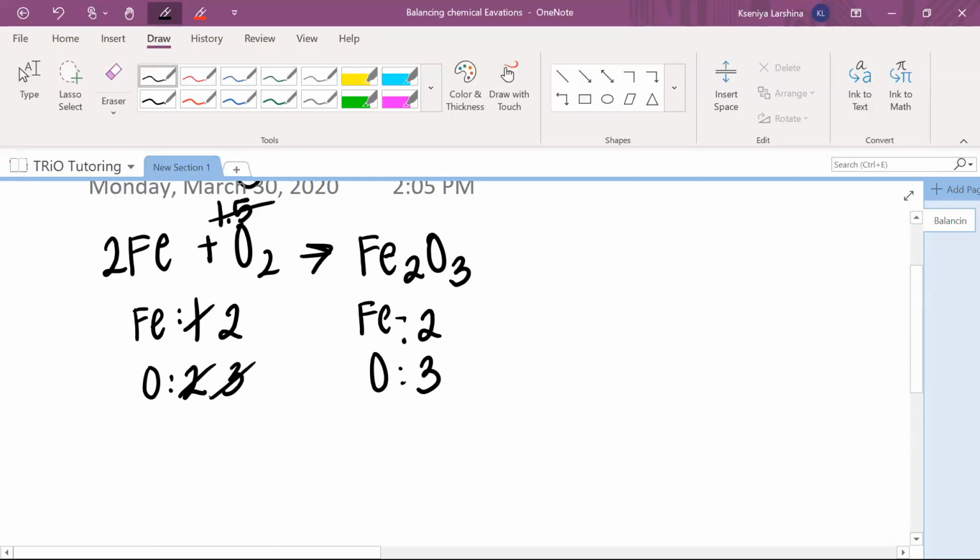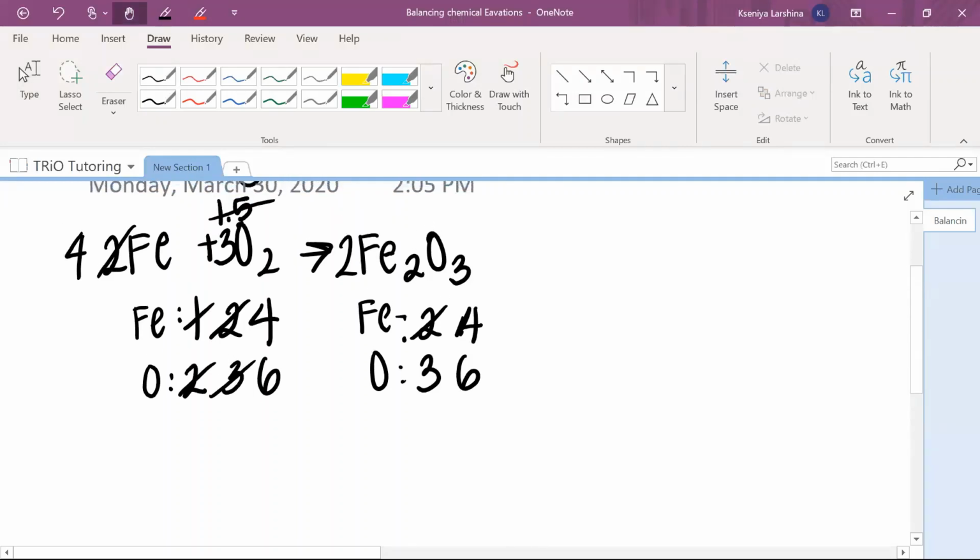And in order to have these 3 oxygens, you might want to put 2 of these iron oxides. So you now have 4, and then you have 6 oxygens, because now you have to multiply this 2 coefficient into this 3. And that means you now have 4 irons. And now, since you have 6 here and you have 2 here, you just multiply this by 3, and you multiply 3 by 2, and that means you have 6 oxygens. And that's how you balance this equation.